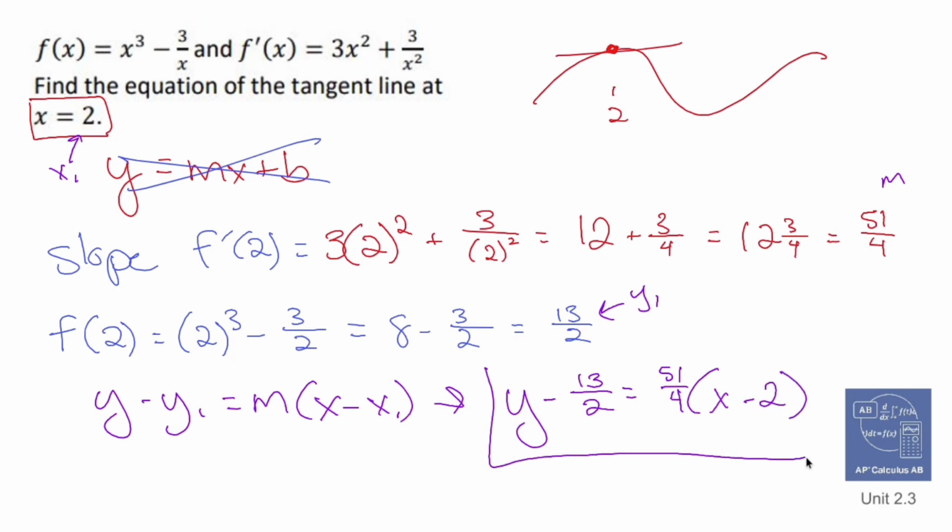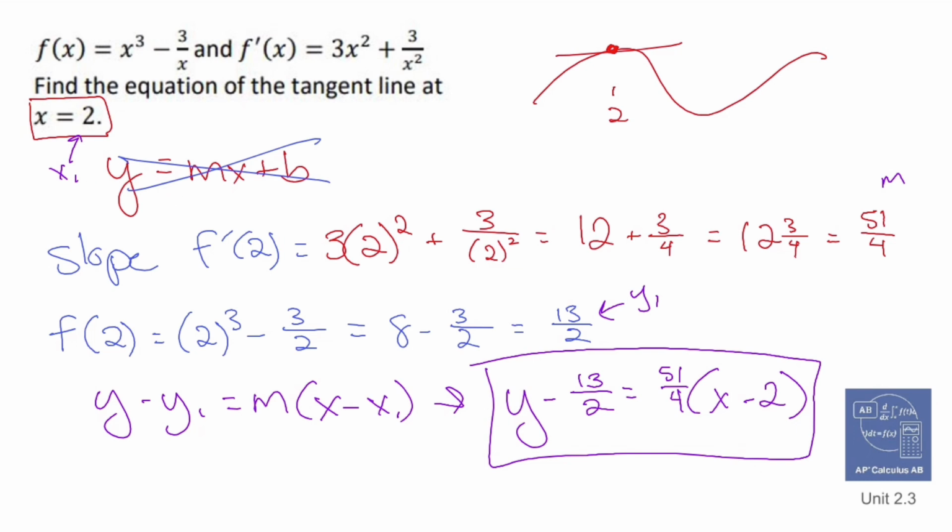Now I did point-slope form because I'm lazy and it's easier and I'm out of space. If you needed to turn that into slope-intercept form, you would do some distribution, you would add 13 over 2 to both sides, and it would all work out in the end. But you know what? This is my problem and I'm doing point-slope form and you can't tell me what to do.